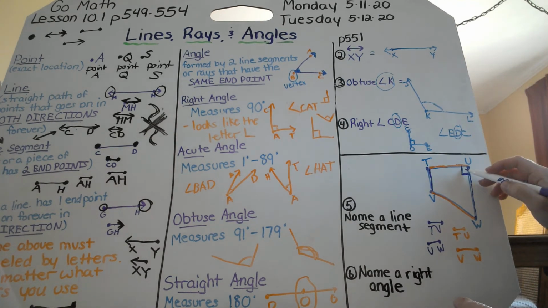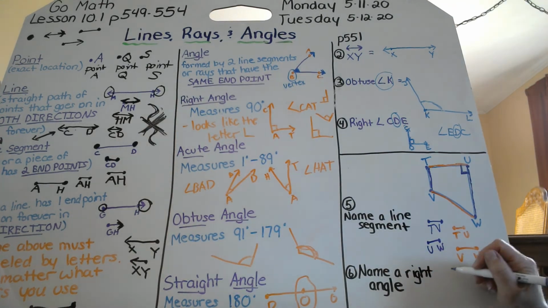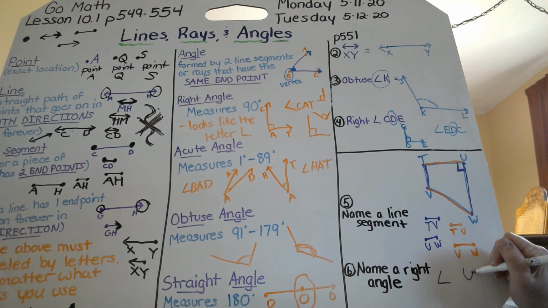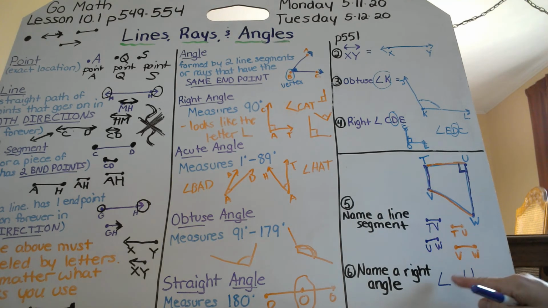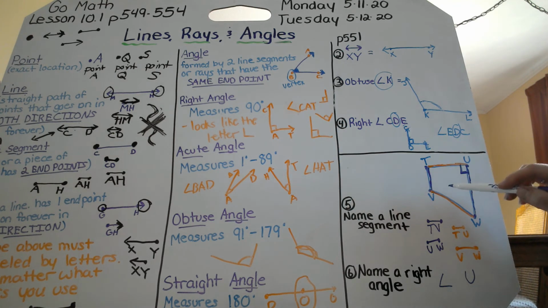Okay, if this box is here, what letter has to be our vertex or our center letter? You're right, it is the U. We have to use the U. So I'm going to write that right there, and I wrote my angle sign so that way it knows. What 2 letters are around my U that help make up this angle? Does the V have anything to do with this angle? No, it's too far away.